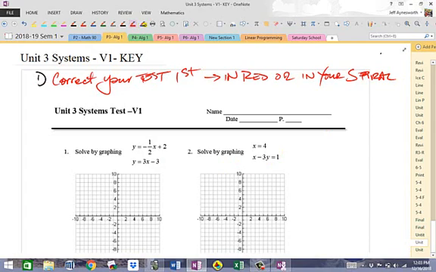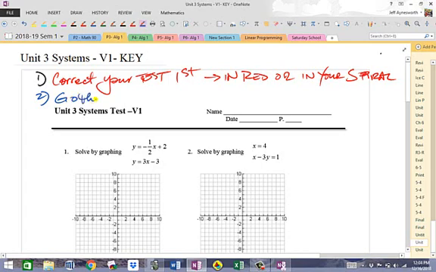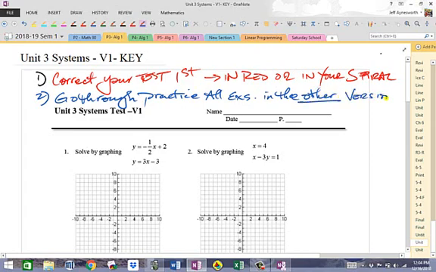And number 2, a requirement here, this is mandatory: go through the other version and practice. That's key. Go through all the examples or problems in the other version. So if you're version 1, I want you to go through version 2. And if you're version 2, I want you to go through version 1.